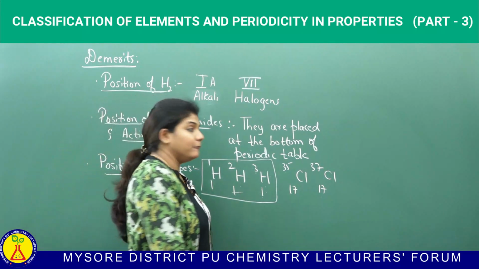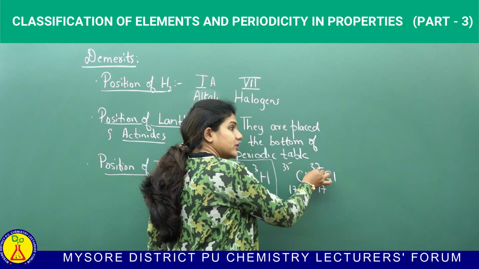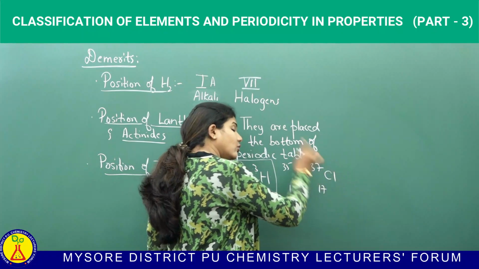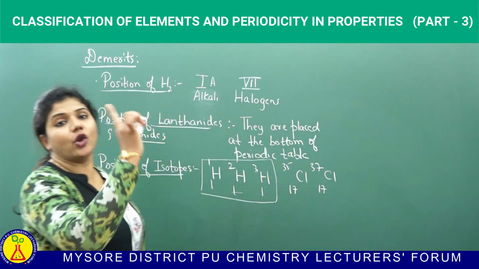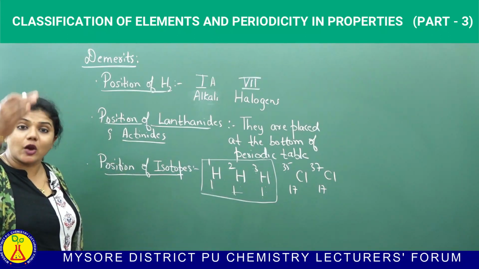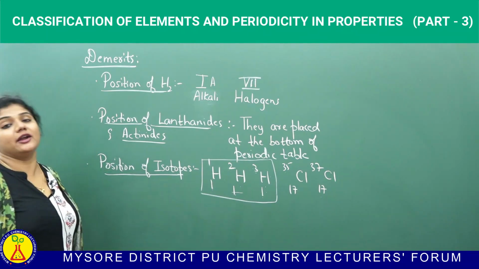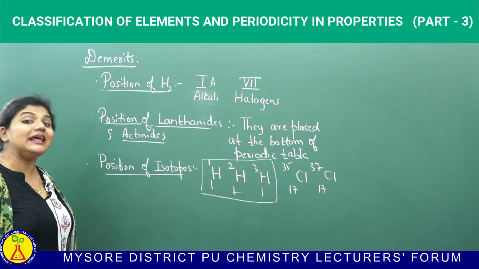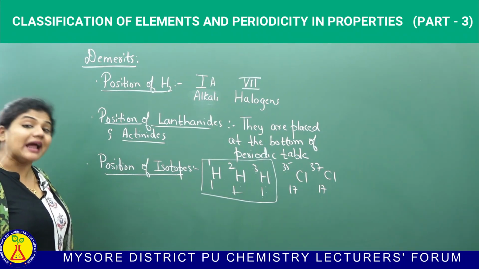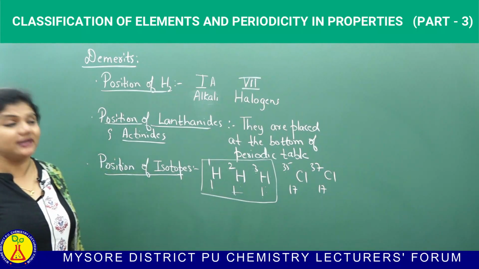Take chlorine. Chlorine 35 should have one position and chlorine 37 should have one position. But both have been allotted one position in the periodic table. Isotopes were not allotted separate positions in our periodic table. That is one of the important demerits of Mendeleev's periodic table.